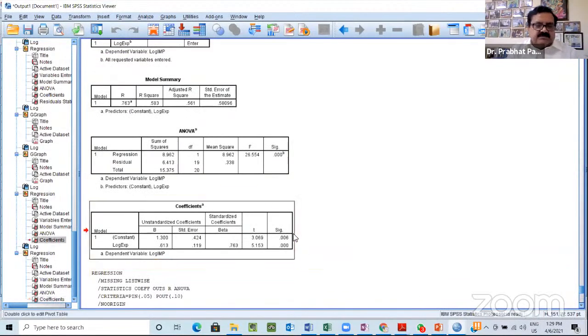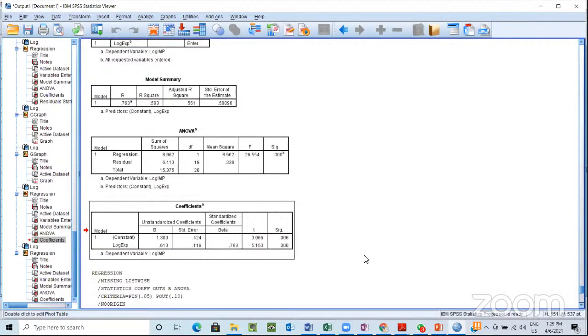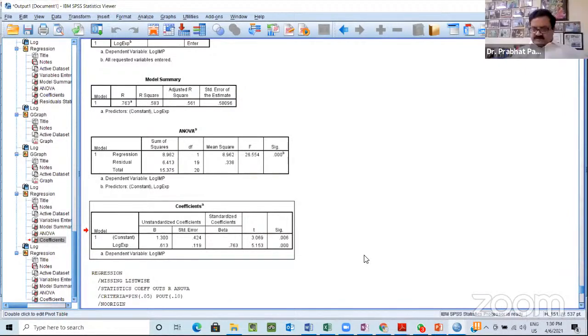But if you go back to the log interpretation, calculation of log, here the beta is 0.613. Here the interpretation is that if expenditure is increased by 10%, then the impression is going to increase by 6%. If the expenditure is increased by 100%, then the impression is going to increase by 61%. So that is the interpretation over here. So it's a relative interpretation when you use the log on both sides. And so the question is when we have to take the log.